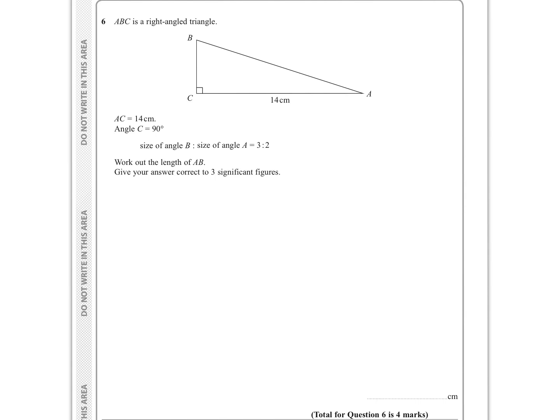Question 6. ABC is a right angled triangle. It gives that AC is 14 centimeters and angle C is a right angle, 90 degrees. And it says the size of angle B to the size of angle A, that ratio is 3 to 2. Now, if you think about it, this is good because it's a right angle. So angle A and angle B together make 90 degrees. And if we look at the parts of our ratio, we have 5 parts altogether.